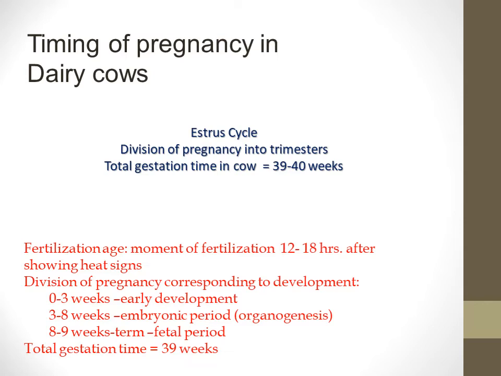Divisions of pregnancy corresponding to the development: 0 to 3 weeks is the time for early development; 3 to 8 weeks is called the embryonic period. Organogenesis usually occurs at 8 to 9 weeks. Then comes the fetal period, and the total gestation time varies in some books. Some say 39, so we can also say that 39 to 40 weeks is usually the pregnancy time in dairy cows. We are talking about dairy cows; each animal has its own time.